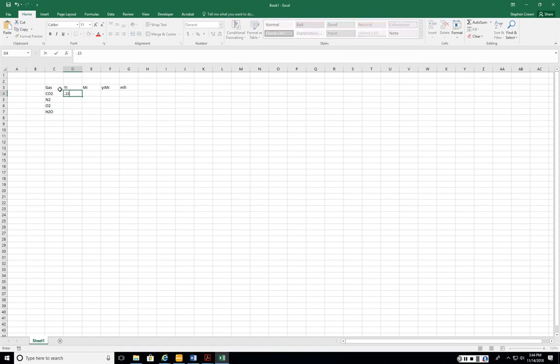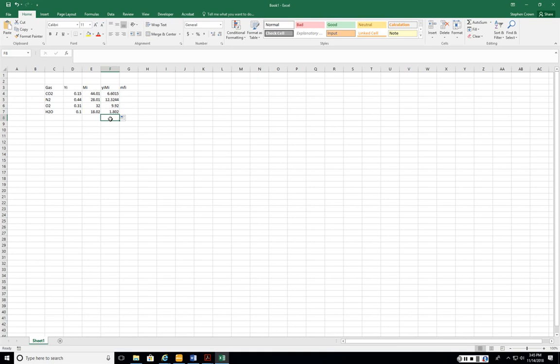0.15, 0.44, 0.31, and 0.1. And the molecular weight's 44.01, 28.01, 32, and 18.02. And then now I just simply multiply this times this, so that's my yi Mi, and then that's the same equation for each of those.